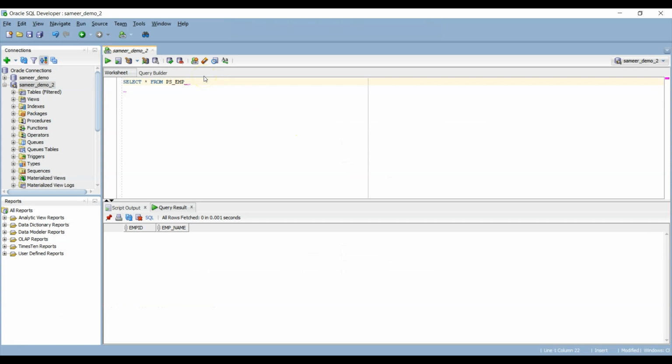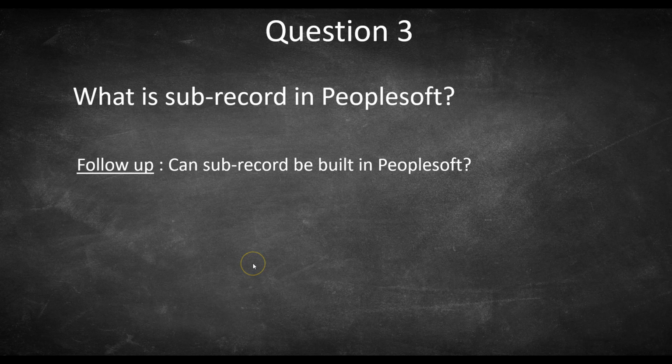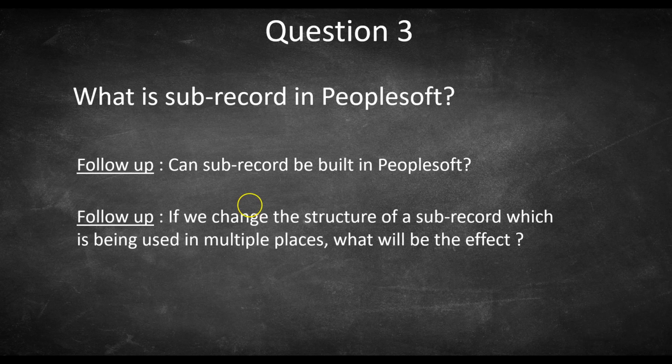So if we check the table in our database, then we can see that we have this required address field available because of the subrecord. Then a follow-up question is, can subrecord be built in PeopleSoft? So the answer is no, we cannot build subrecords in PeopleSoft because it is not a physical table. It is just a collection of one or more fields which we can reuse in multiple places.